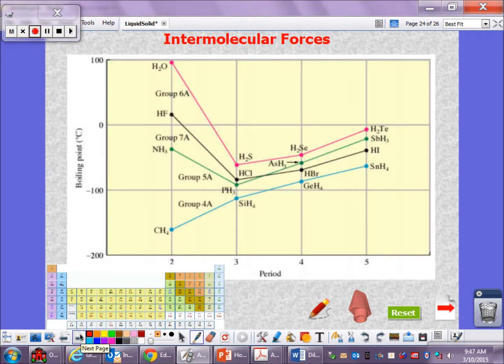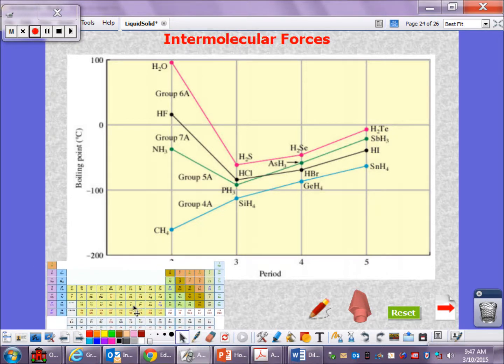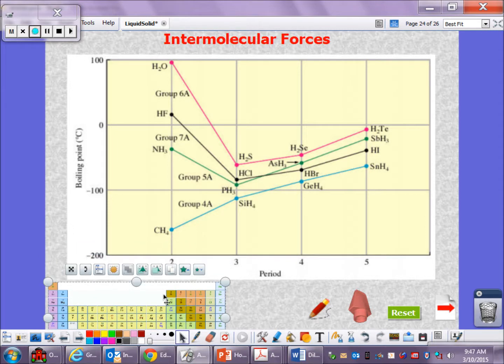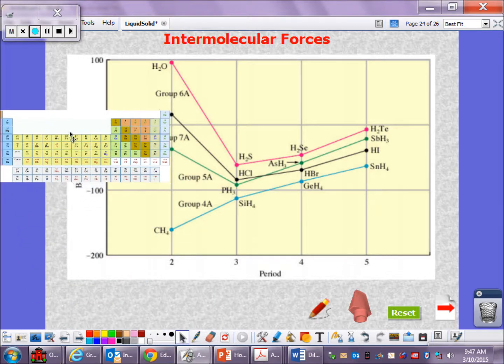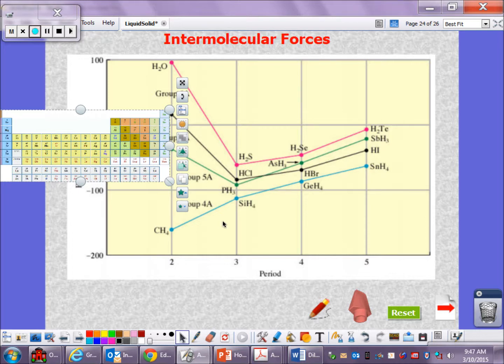Alright, so almost there. Almost there. This is a graph to show you, because of hydrogen bonding, how the trend is completely different here. Let me show you what's going on. I even put a periodic table right here for you. This is a trend in the period as you go down, how the boiling point will increase. So let me show you what's going on here, and then two more pages and we are done.